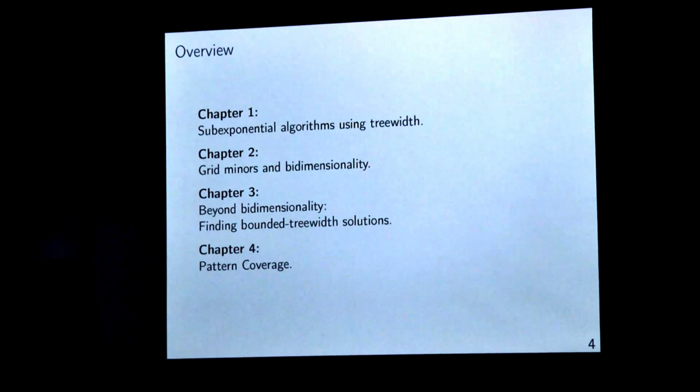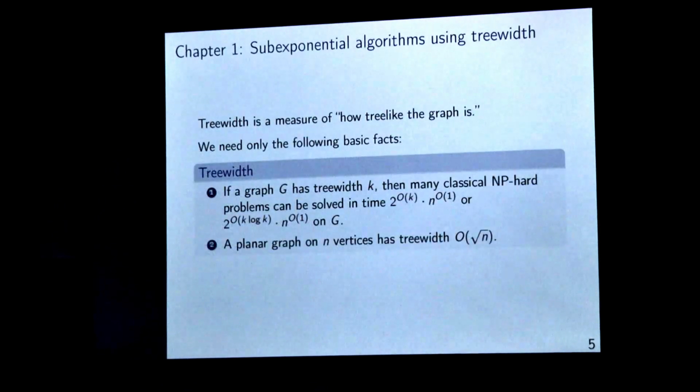So I will first tell you how to derive subexponential algorithms using treewidth. What is this notion of grid minors and bidimensionality, and how to go beyond bidimensionality. And if I have time, I'll talk about pattern coverage. At least I'll give you the statement of pattern coverage, which is, in my opinion, like hash functions for graphs. Okay, so that's the whole idea of my talk.